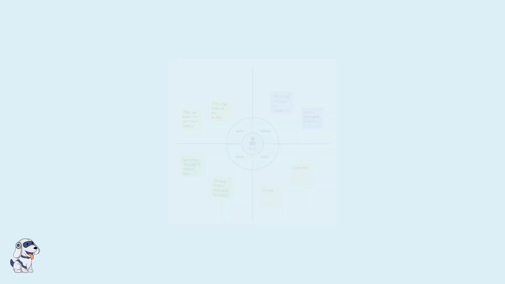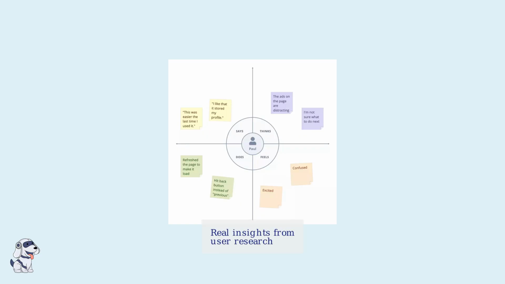Here's a practical example. This empathy map for Paul shows how persona insights are translated into specific observations about thoughts, feelings, actions, and statements. Notice how much richer this understanding becomes.